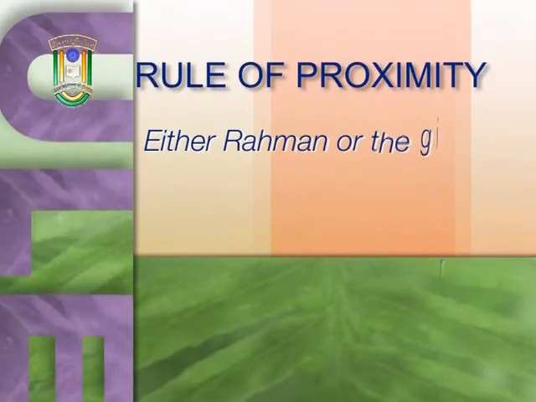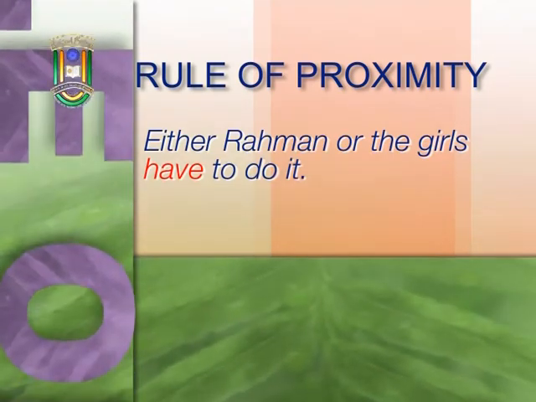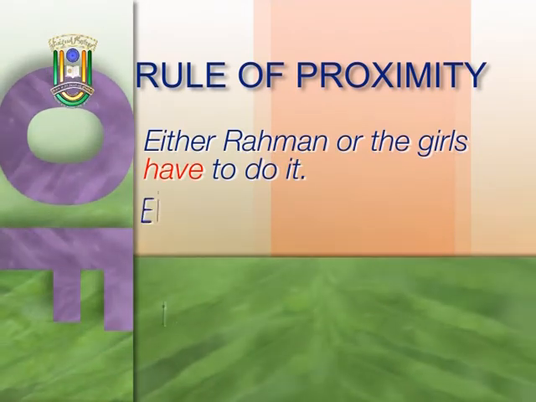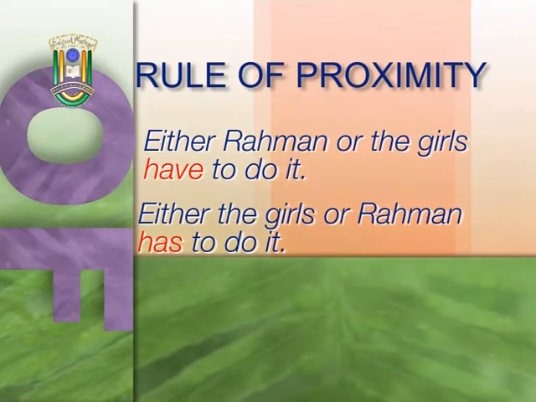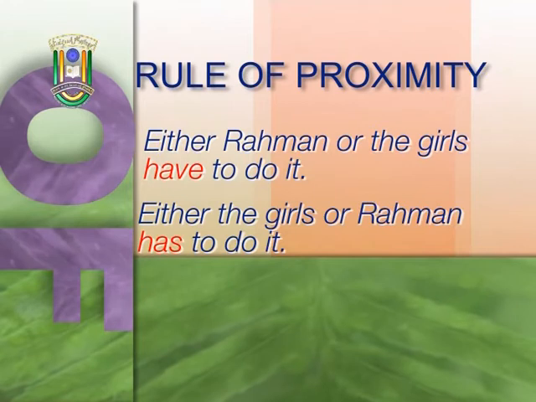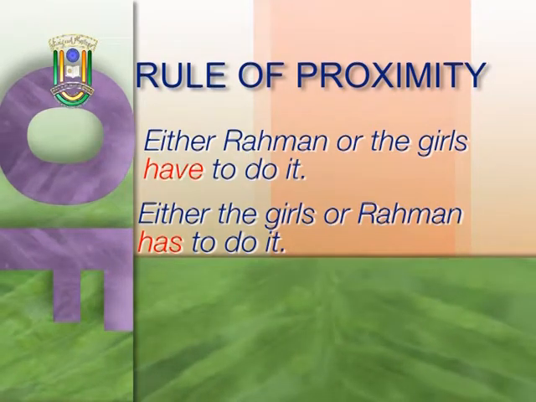Look at this use of the rule of proximity. Either Rahman or the girls have to do it. The girls being the plural subject, which is closer to the verb, have agrees with it. In this sentence, either the girls or Rahman has to do it, because Rahman, the subject, is singular and the verb has agrees accordingly.